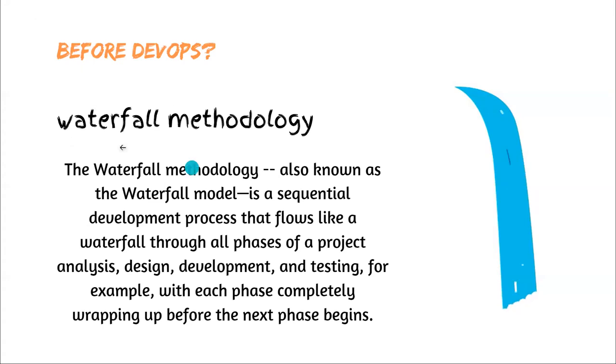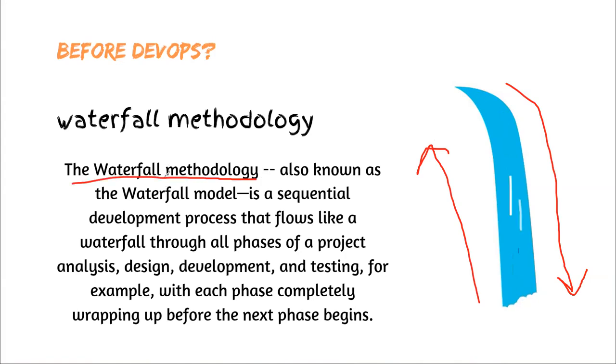So first model you are seeing is waterfall model. What it is? If you see this waterfall model, waterfall will flow from top to bottom. But have you ever seen waterfall flowing from bottom to top? No. The same format here as well. The waterfall model or methodology, you can call it as waterfall model or waterfall methodology. It is a sequential development process that flows like a waterfall. So it is a sequential development process.